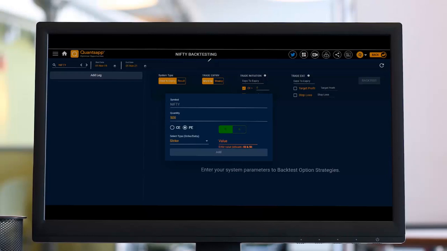So according to that, if I want to create, let's say, bull call, I can directly give inputs about, let's say, at the money I want to buy, out of the money I want to sell, that way. So as I mentioned bull call, let's go ahead and backtest a bull call spread.